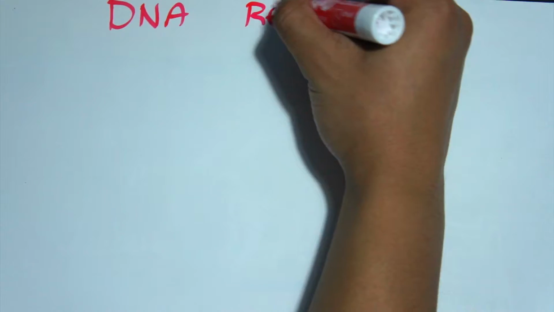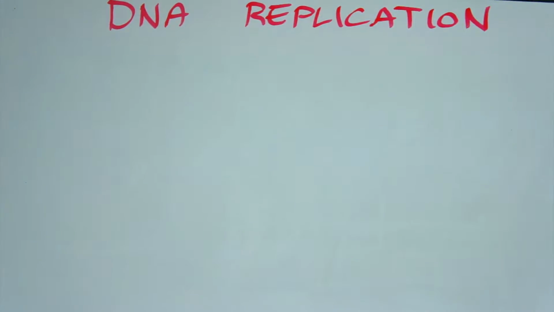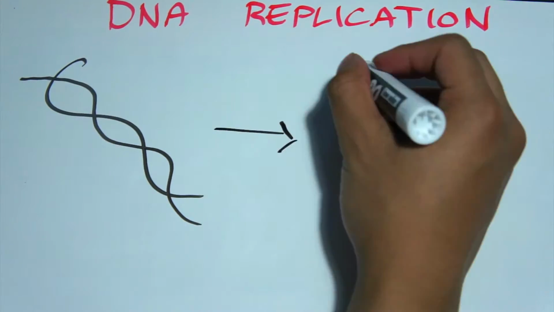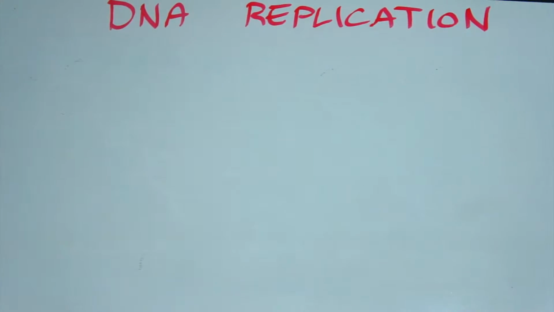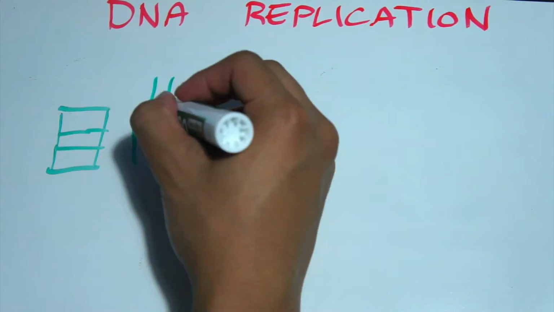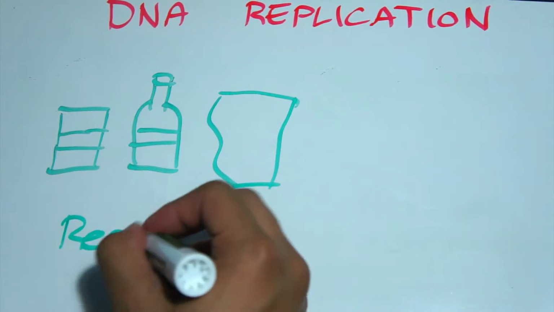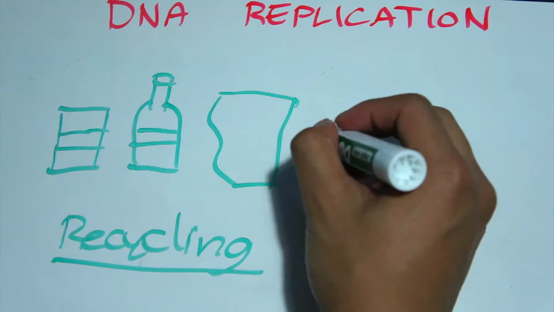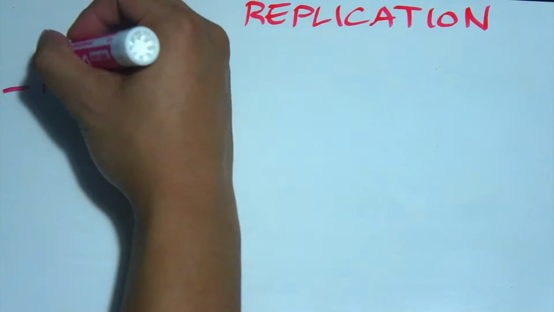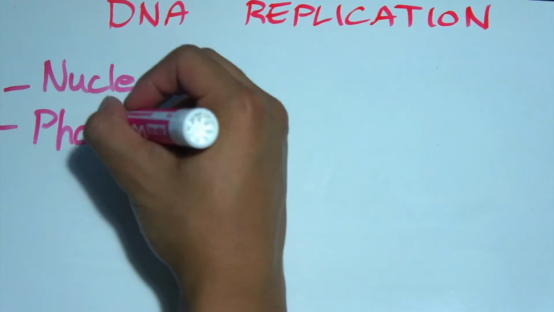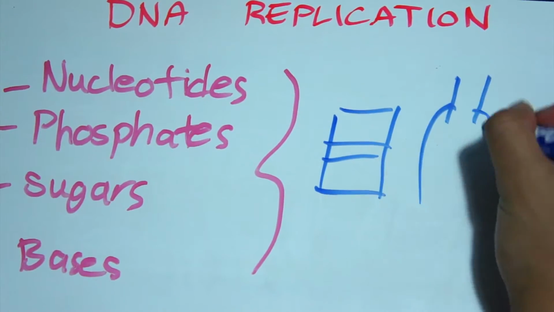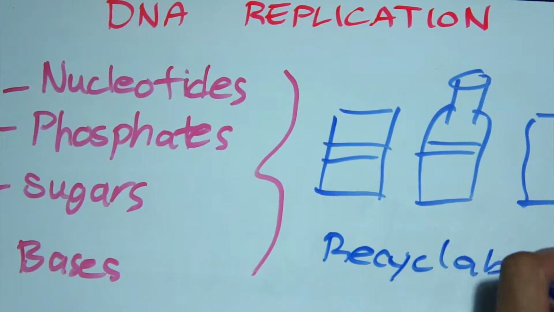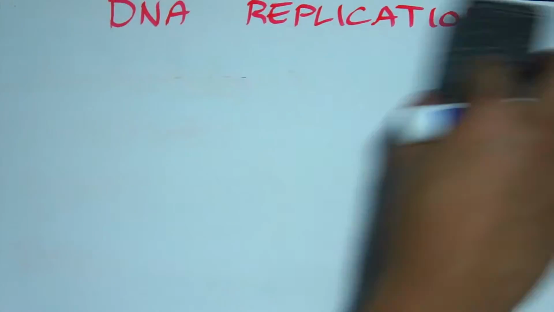So DNA replication. DNA replication is splitting one DNA into two different DNAs, conserving the old and new DNA. So this is just like recycling. Recycling materials represent the nucleotides, the bases, the phosphates, the sugars, and they're represented by the cans, the bottles, the paper, and all that good stuff. So how does this work?